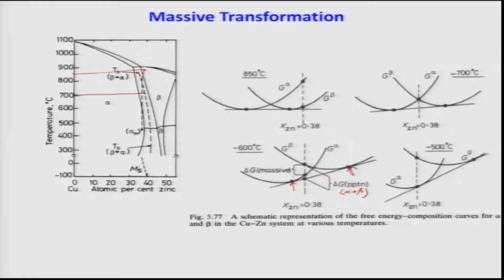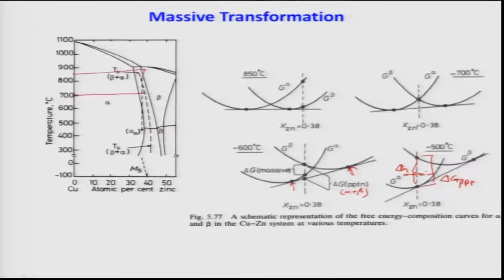Now, if you go down to 500 degrees Celsius, as you clearly see, the massive transformation driving force and the driving force for the precipitation are the same. These are all same. There is no difference, and this is delta G massive. So, that means what? As you go down the temperature, the massive transformation driving force slowly will increase. Although at high temperature it will be a little bit lower than the precipitation, it will compete with the precipitation process, and finally it will win over.